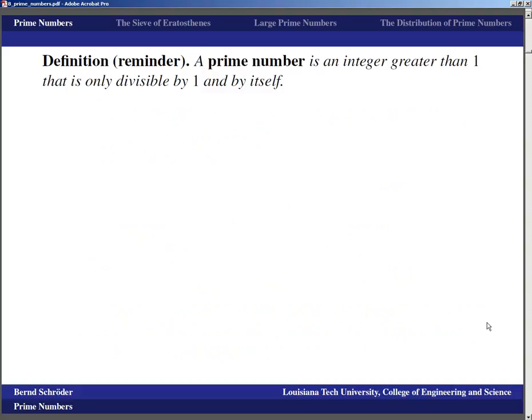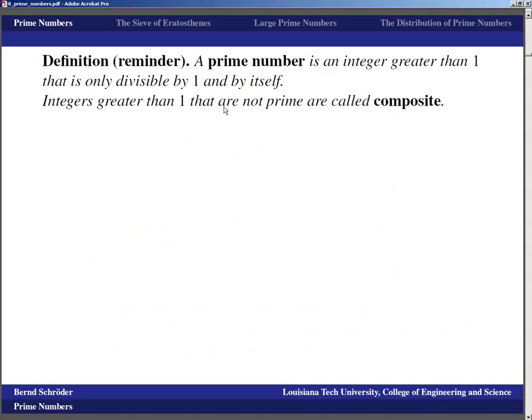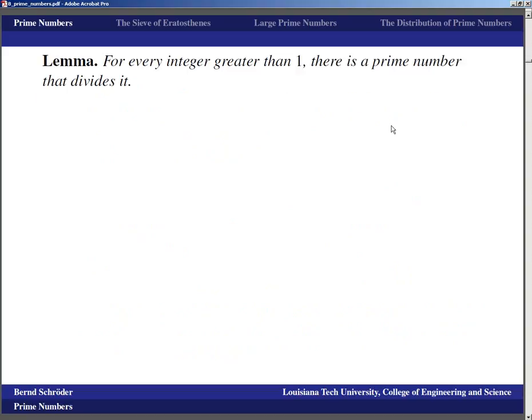Okay, so let's remind ourselves real quick. A prime number, well, that's an integer greater than 1 that is only divisible by 1 and by itself. And an integer that is not prime and greater than 1, that's called composite. Okay, so first lemma: for every integer greater than 1, there is a prime number that divides it.